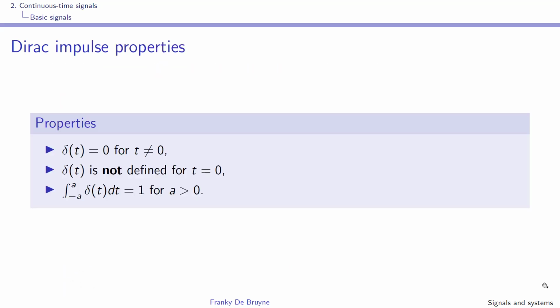Well, here you see the 3 properties, and this is also the answer to the first part of the question. You see that the Dirac impulse is 0 everywhere as long as t is different from 0. Because at t equal to 0, the delta, the Dirac impulse, is not defined. We have seen that by construction, the area under the curve is 1. So this means that if you integrate the Dirac impulse from minus a to a, well, you have 1. Okay, of course you have to take a larger than 1.